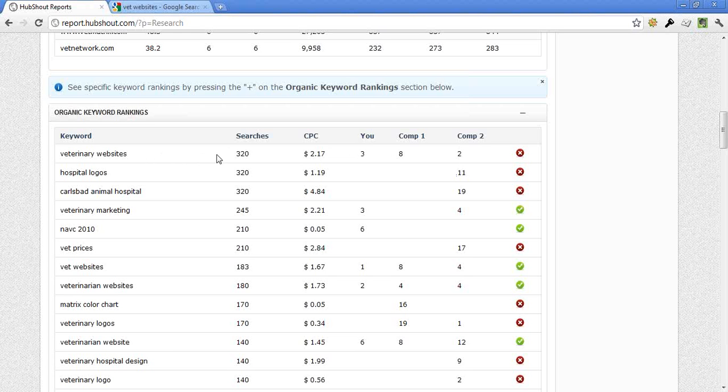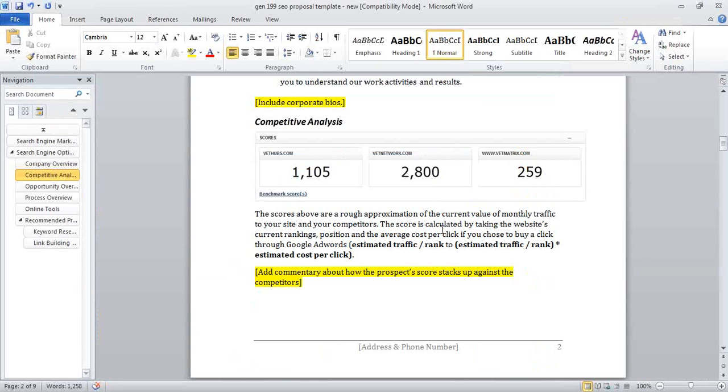So for veterinary websites, there are 320 searches a month. The average cost per click is $2.17. VetHubs is ranked number 3, and VetNetwork is ranked number 2. So the way we're doing this math, if you flip back to the proposal, is we're taking the estimated traffic divided by rank, and then we're multiplying that by the estimated cost per click.